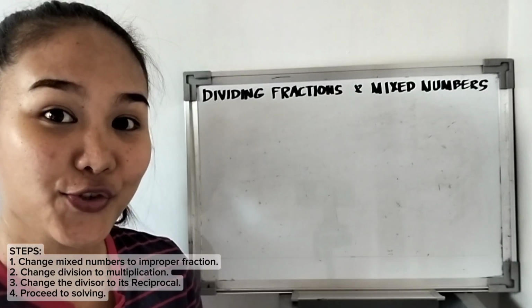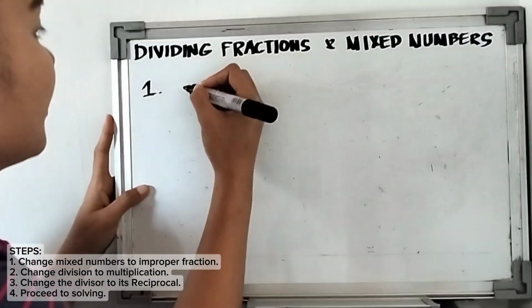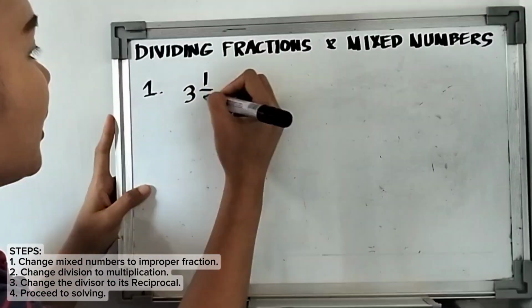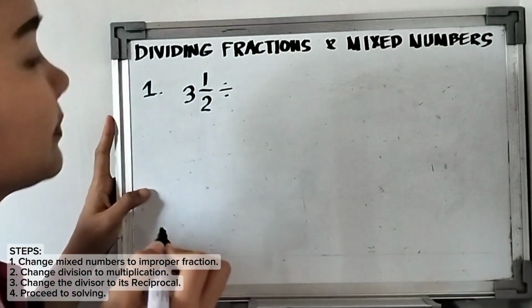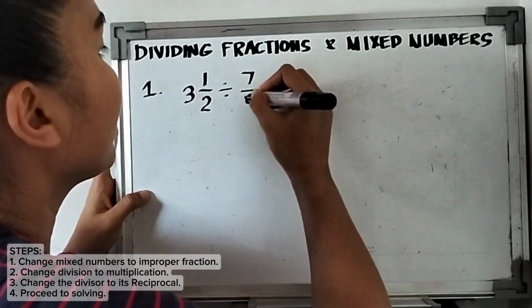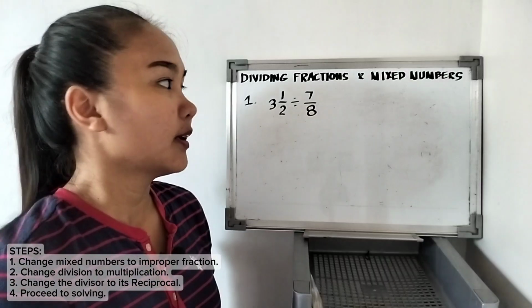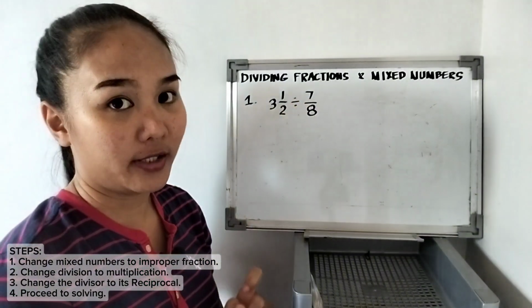Alright, so let's have the first example. We have 3 and 1/2 divided by 7/8. So again, 3 and 1/2 divided by 7/8.